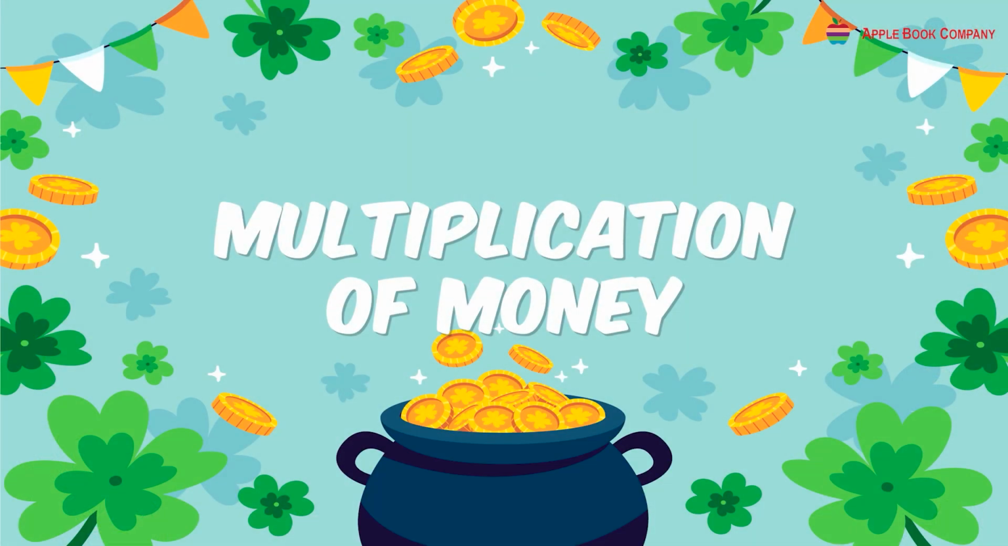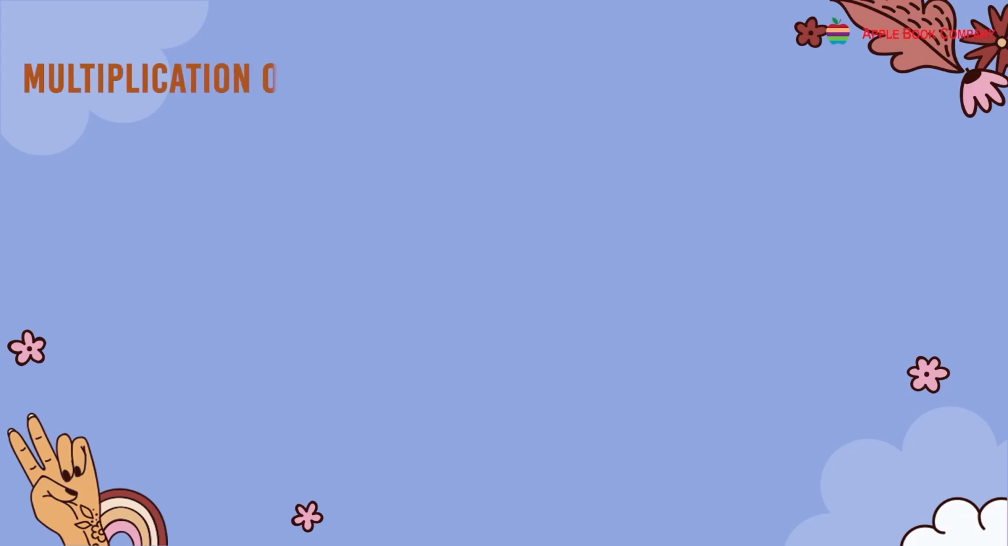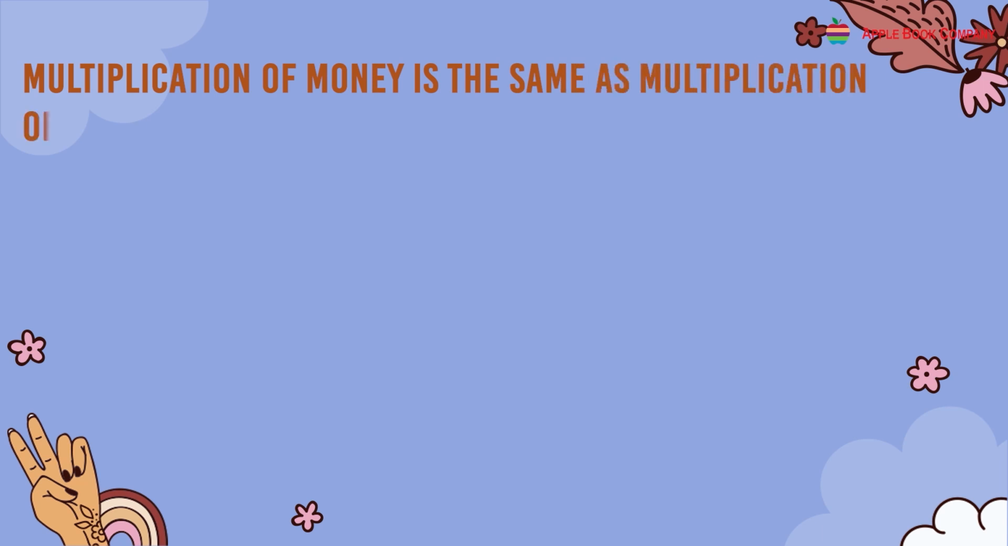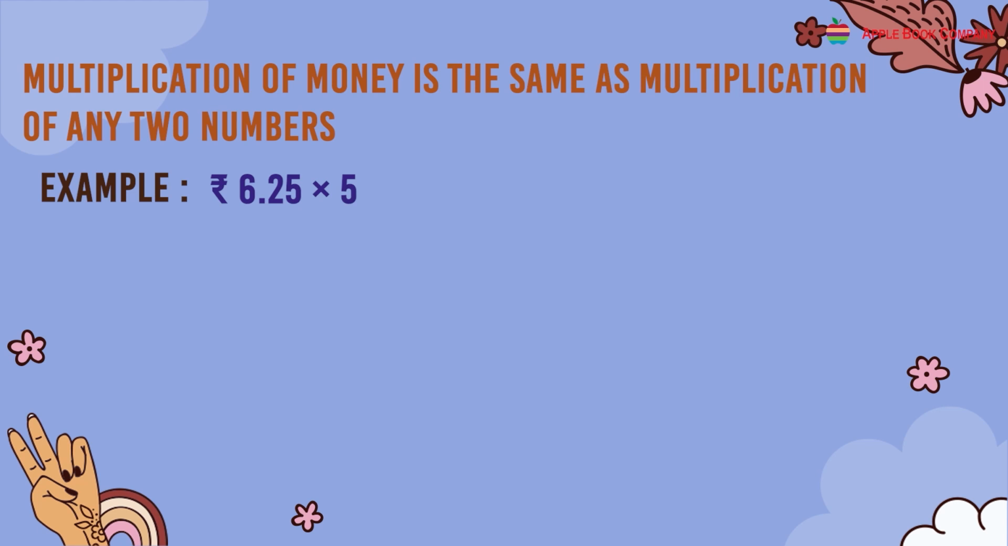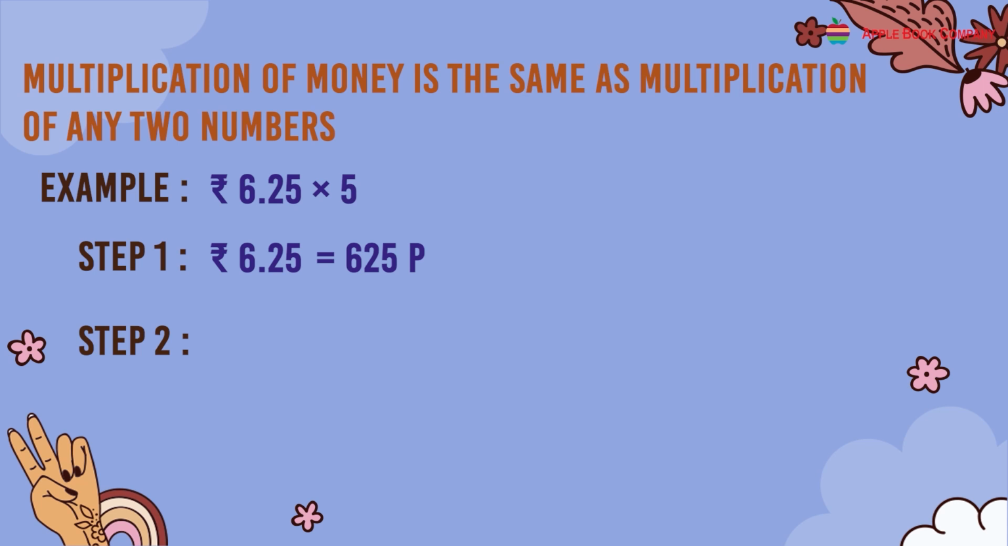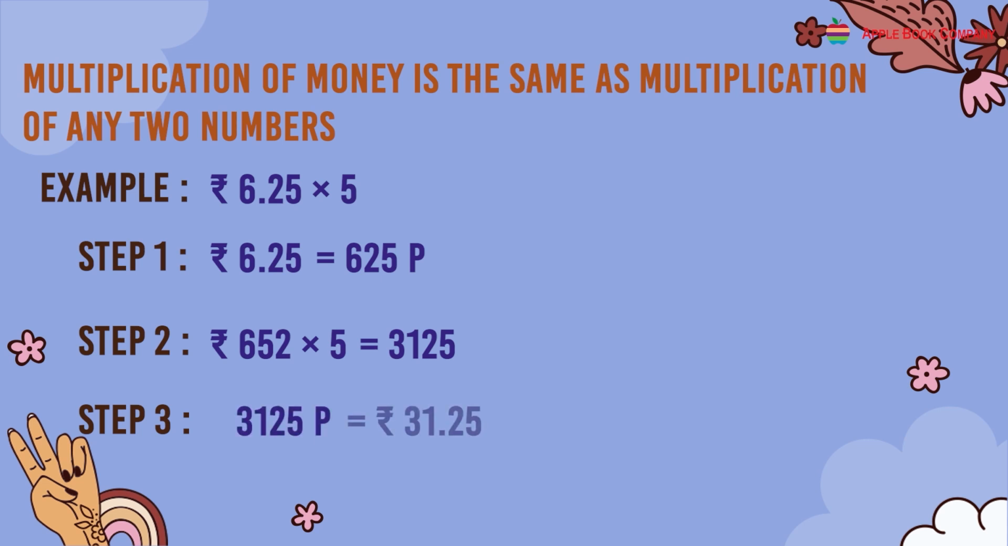Multiplication of money. Multiplication of money is the same as multiplication of any two numbers. Example, multiply 6 rupees 25 paise into 5. Step 1. Convert into paise. Rupees 6.25 is equal to 625 paise. Step 2. Multiply with the number. 625 into 5 is equal to 3125. Step 3. Put a dot after two digits from the right. 3125 paise is equal to 31 rupees 25 paise.